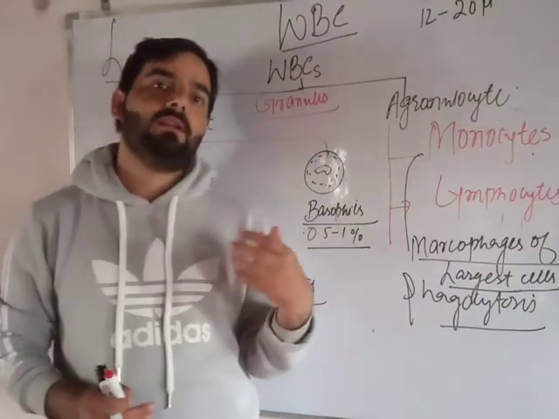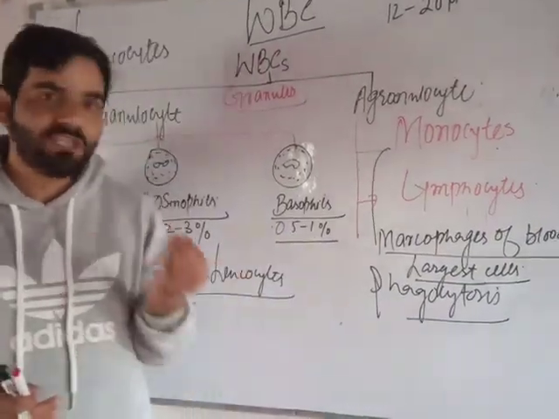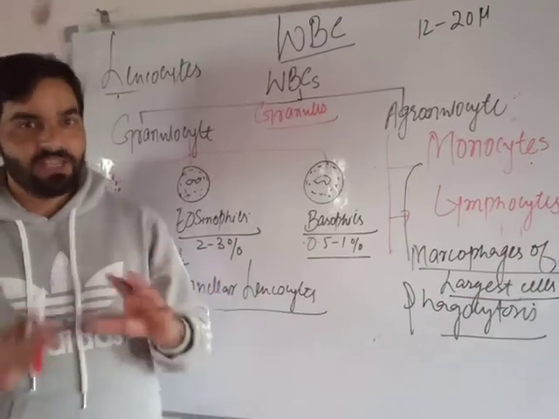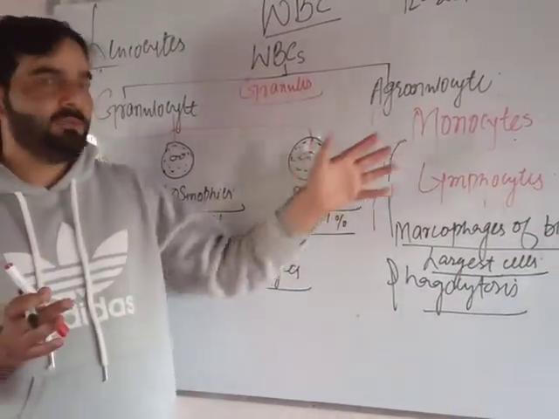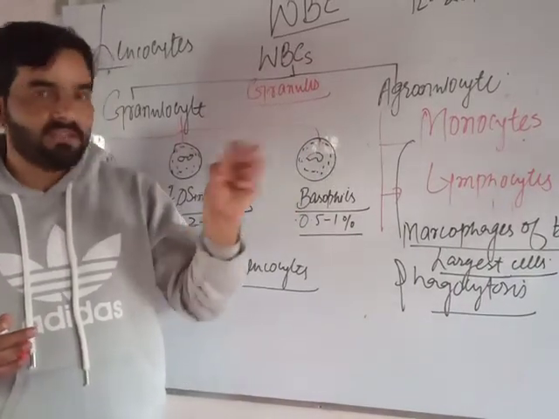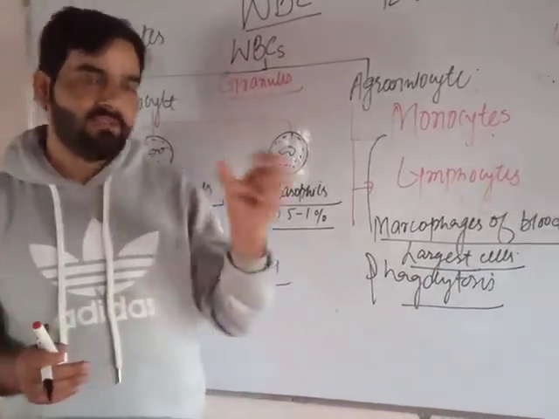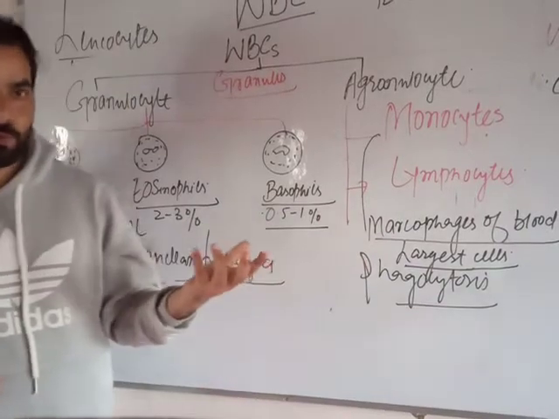Macro means large, bigger, phage means eater. So if I just translate macrophage, it's a big eater. It's a big cell of WBC which is engulfing the bacterium. It's engulfing bacteria, viruses, pathogens.